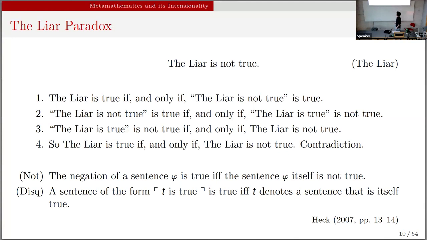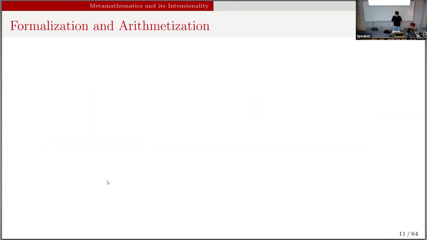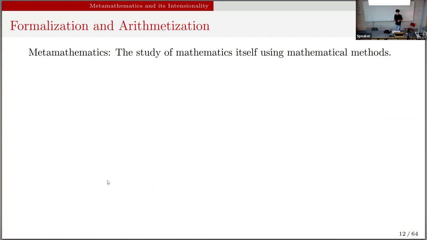All right. So what do we do when we try to formalize those kinds of arguments? The field that deals with those kinds of formalizations, so arguments which talk about notions such as truth, quotation, or those very mathematical notions, is called the field of metamathematics. And it is roughly the study of mathematics itself using mathematical methods. And so in this field, we are concerned with formal arguments dealing with mathematical theories and also mathematical notions, such as the disquotation notion or the notion of truth.